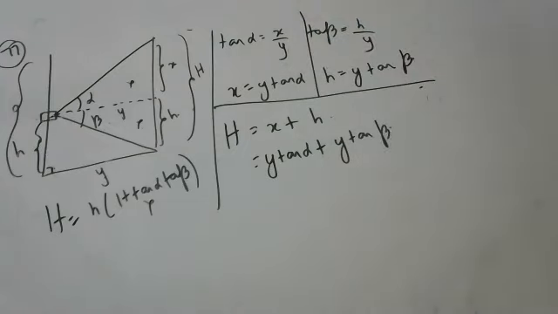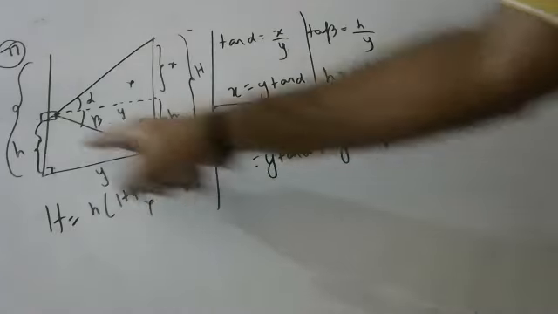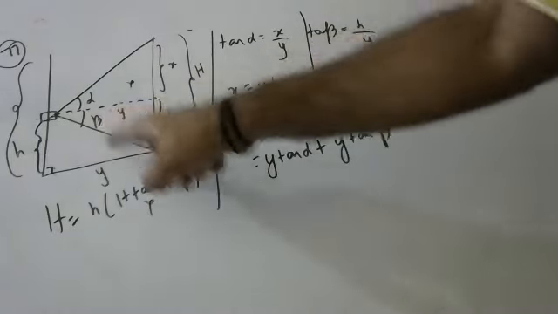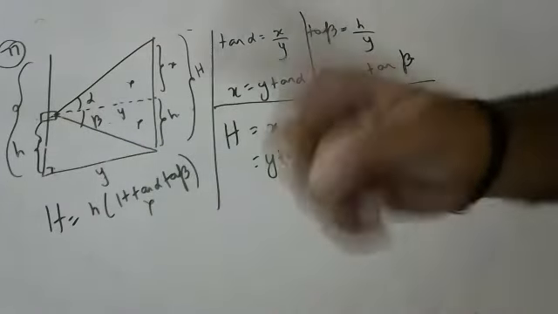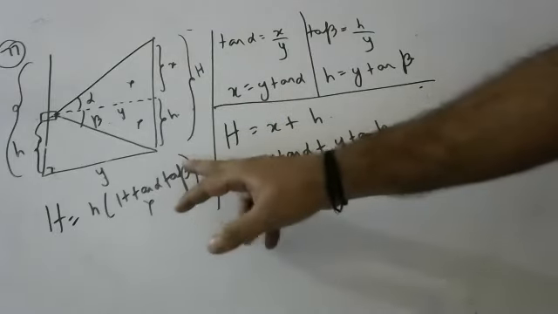Sir, depression means we should take beta down, no, sir? Yeah, no problem. If I take beta here also, it is h by y only. I think the question is wrong, because in the book they have given it wrong.